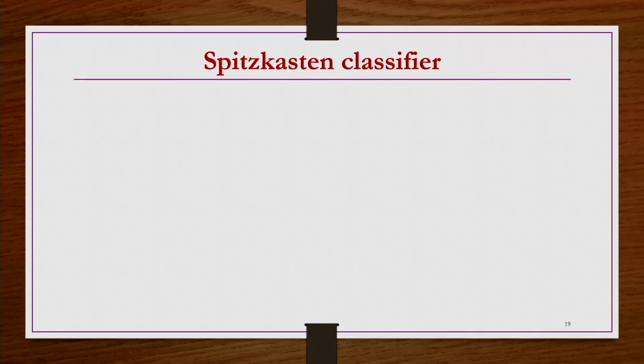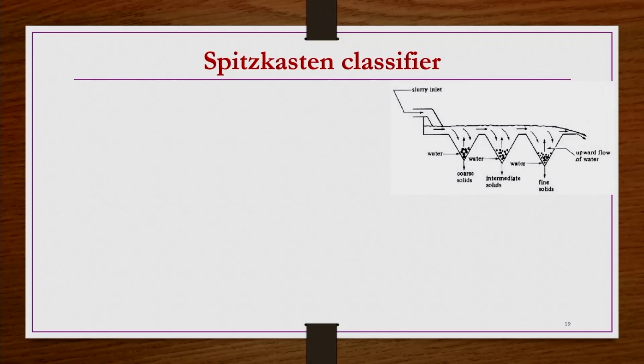The Spitzkasten classifier is the other kind of equipment. Here we have different cones, and the size of the cones increases in the direction of the flow. The smaller cone is first, next is an intermediate cone, and at the last is the largest cone. The slurry containing the solid particles enters as an inlet from here. The same principle of settling of the particles under gravity is valid here also.